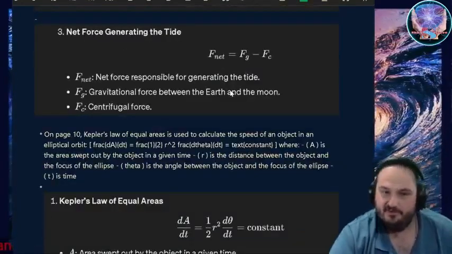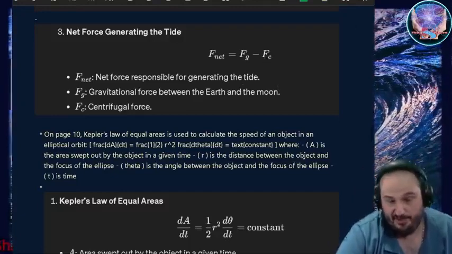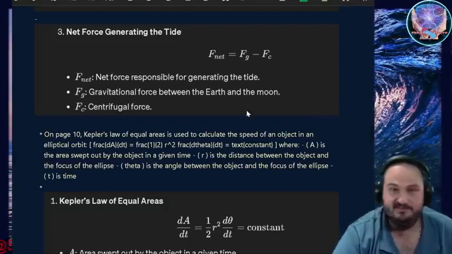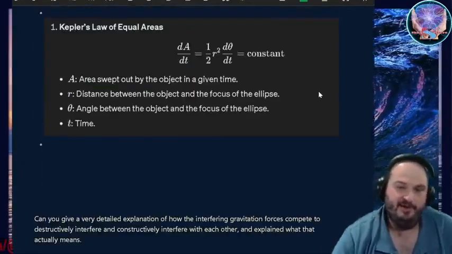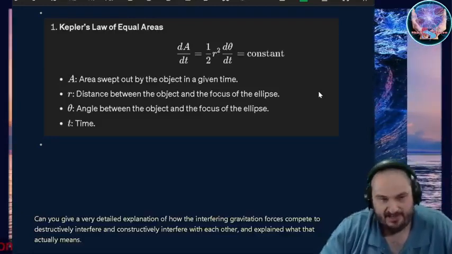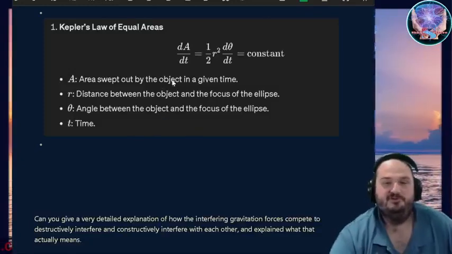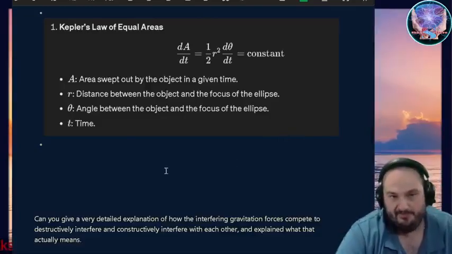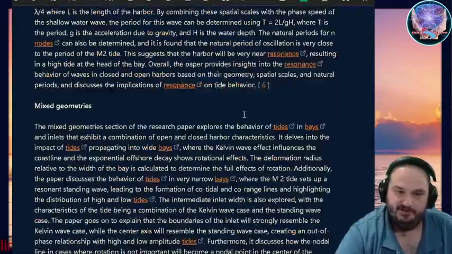And we had the net force generating the tide, where we had to calculate based on this, the gravitational minus the centrifugal, which is why if it doesn't exist, it's kind of a problem. And then back to Kepler's law of equal area, which was, of course, to get the area swept out by an object in the ellipse. So when we're dealing with an ellipse and the area under an ellipse, we do this formula. And this is, of course, from Kepler when you're assuming that the sun is in elliptical orbit. All right, so that's pretty much it for the summary.